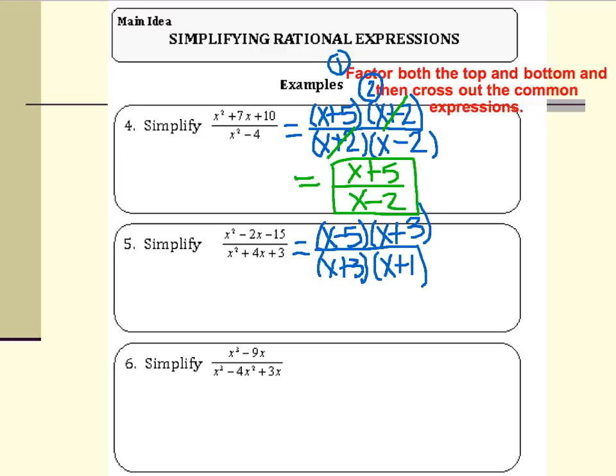Now let's do our second step and cancel out our common factors, and those two are the same. So my answer is x minus 5 over x plus 1. And there's my answer.